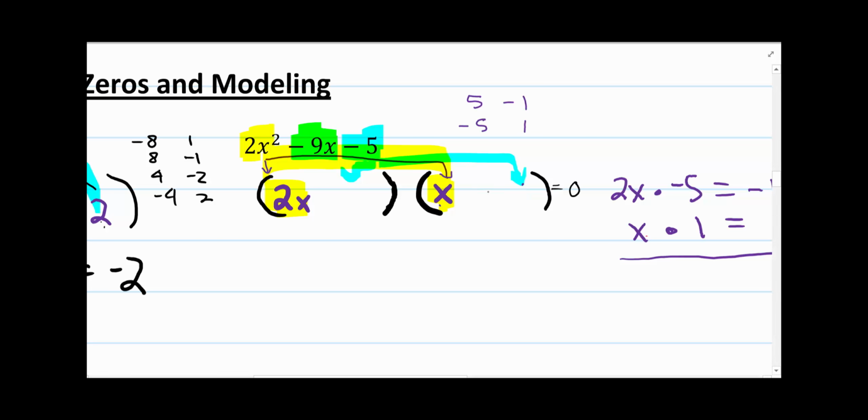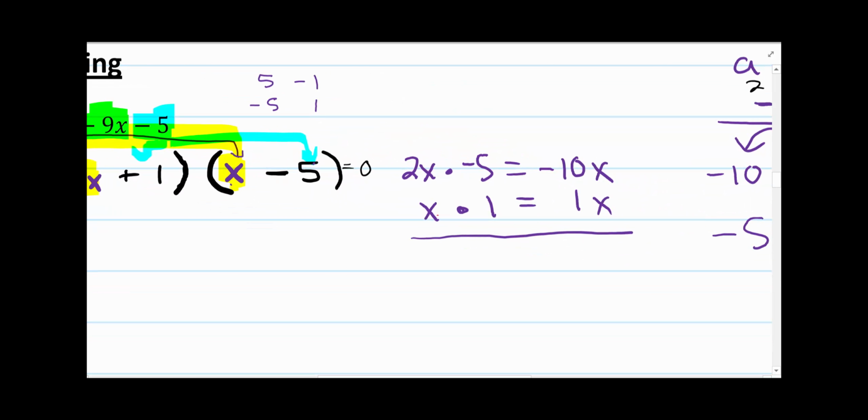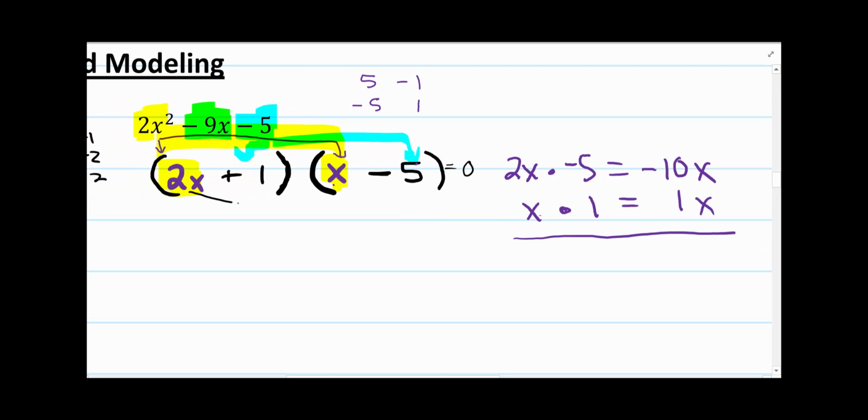So the other option is, we could do -1, +5, or +1, -5, but this is what we're going to do. Since that's -9, I know that this has to be a big number. Well, 2 times -5 is -10x, and then -5 times +1, and look at this, this is why I chose that. 2x times -5 is -10x, and then 1 times x is 1x. Add those together, and you get the very important -9x.